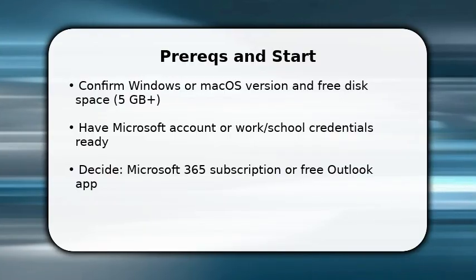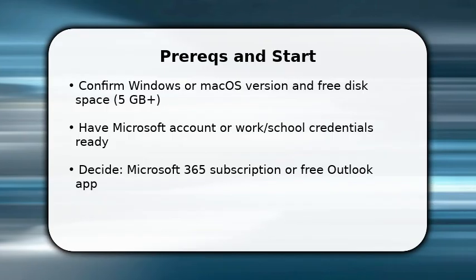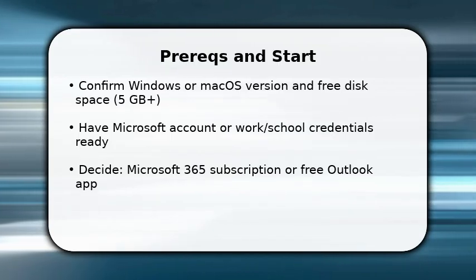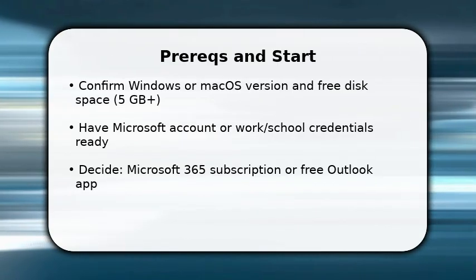You have what you need: OS updated, account credentials, and a subscription decision. First, open the Microsoft Store on Windows or App Store on Mac OS. Search for Outlook and select the official Microsoft Outlook app. Avoid third-party clients. Once you tap Install or Get, monitor progress and sign in when prompted.